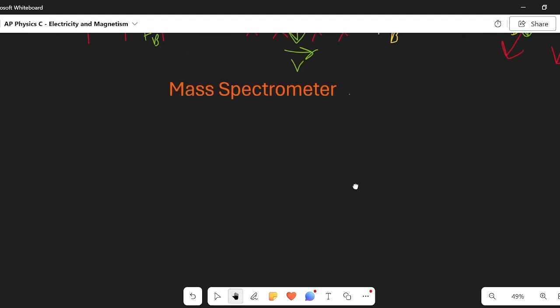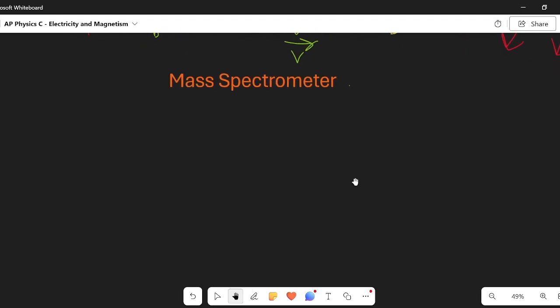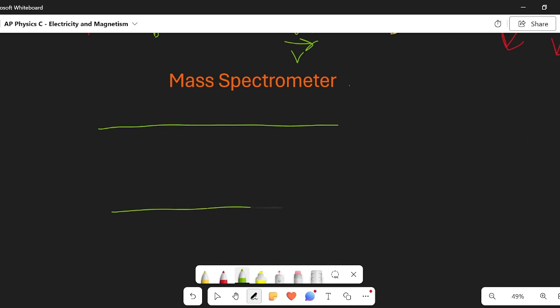Essentially, a mass spectrometer has a velocity selector and a deflection chamber. So it's going to look something like so. The deflection chamber is going to be here, and the velocity selector is going to be right here.